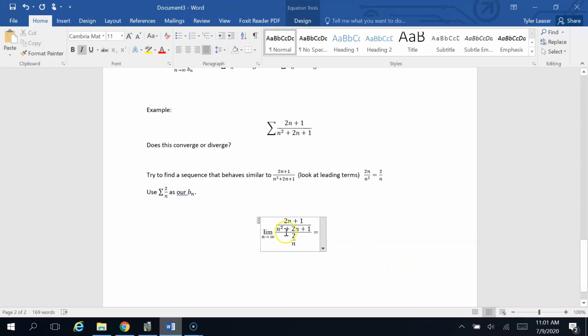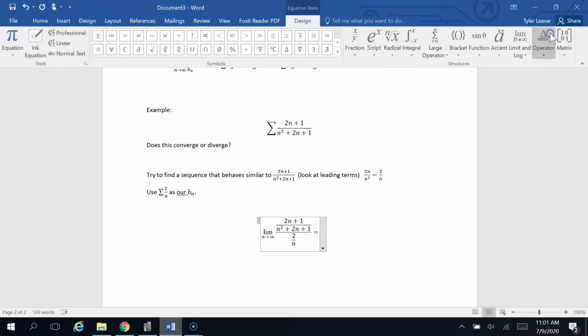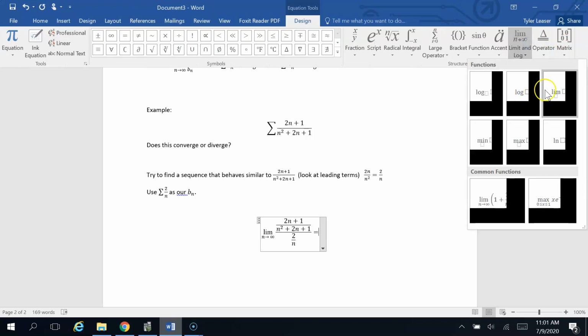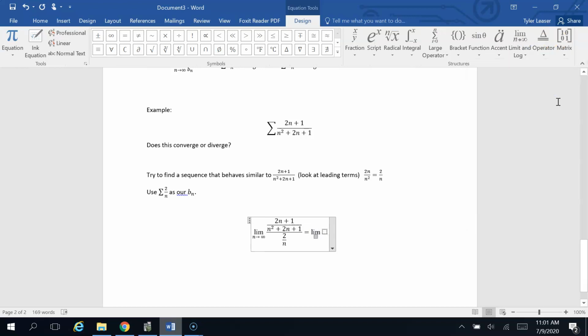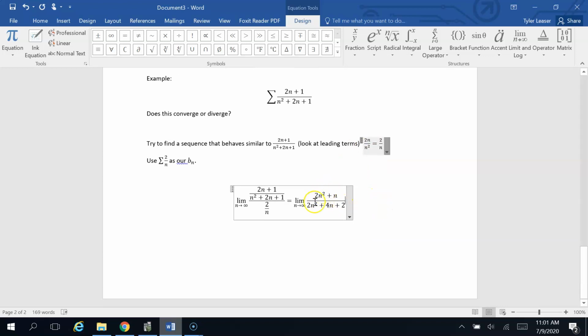So now it's still going to be the limit as n goes to infinity of, in the numerator, 2n plus 1 times n, which is now 2n squared plus n. In the denominator, multiplying that by 2, it's 2n squared plus 4n plus 2. Okay, now we just need to figure out what this limit is.